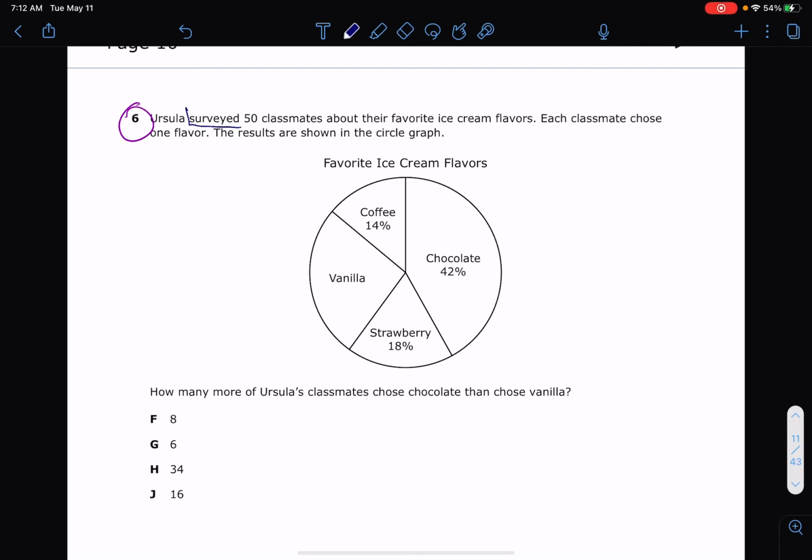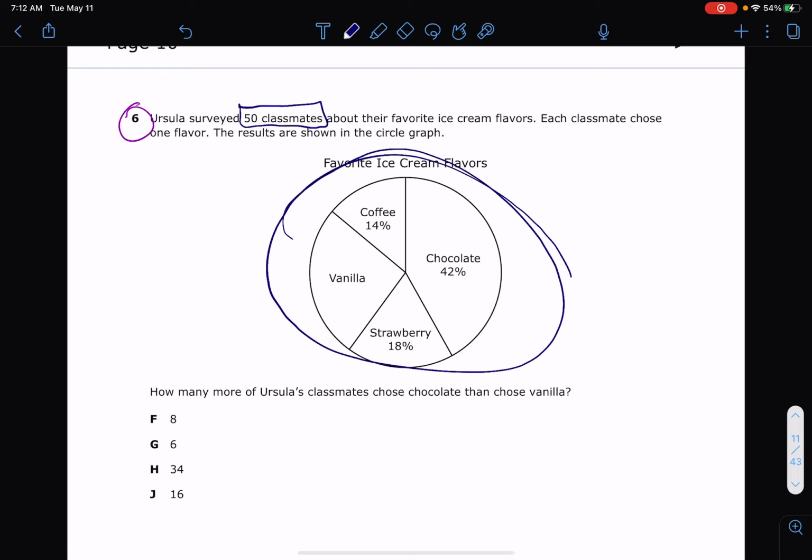Ursula surveyed. Survey significa encuesto. She asked her classmates. Ella preguntó. Now, what is the total? How many people? ¿Cuántas personas? 50. 50 classmates.